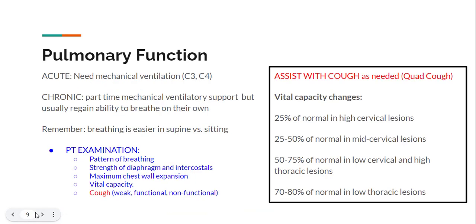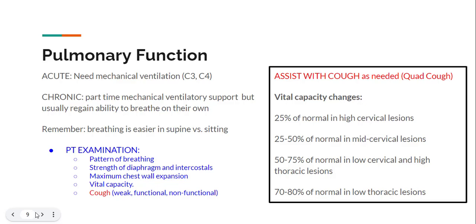For pulmonary function in the acute stage, they might need mechanical ventilation, C3 and C4. As they move along, there is some chance that they can regain some function and only require part-time mechanical ventilatory support if they're able to regain that ability to breathe on their own for some periods of time. Remember, breathing is going to be easier in that supine position versus sitting. So we're also possibly using that abdominal binder to help with that when we get up into sitting.